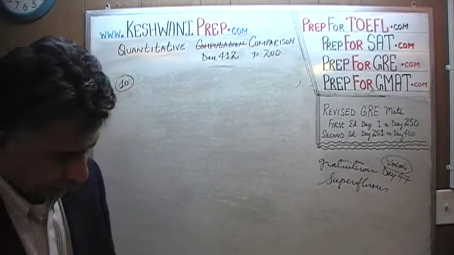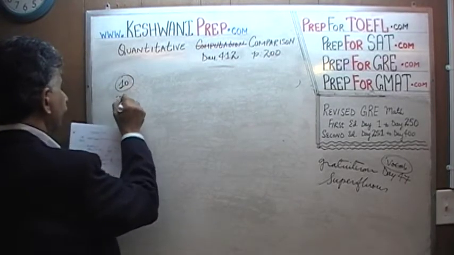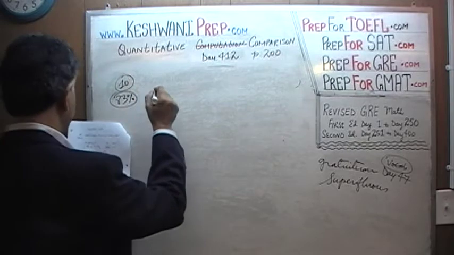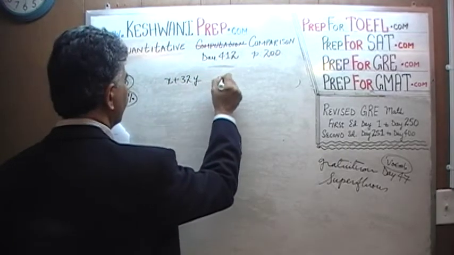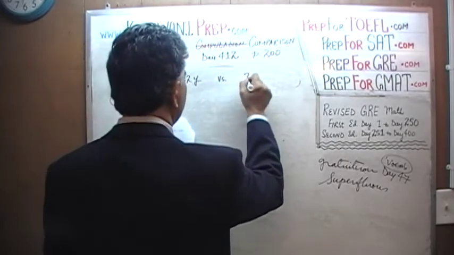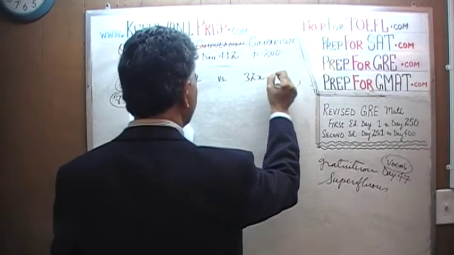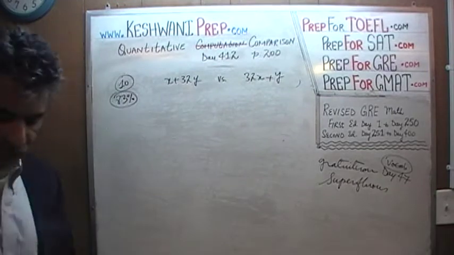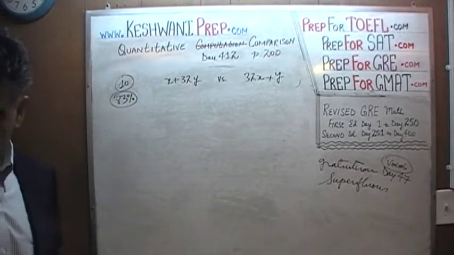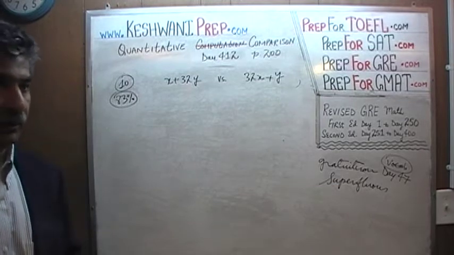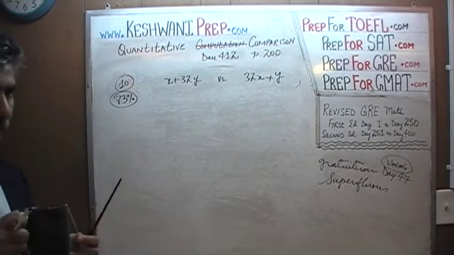In number 10 was 83%. We have x plus 32y versus 32x plus y. Again, I insist that you pause the video immediately, right now, solve it yourself and compare your work against the work that we'll do together, okay? I'll give you 2 seconds to do just that. Get in the habit of doing that every time.